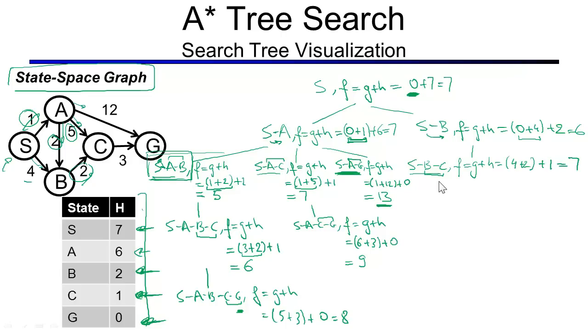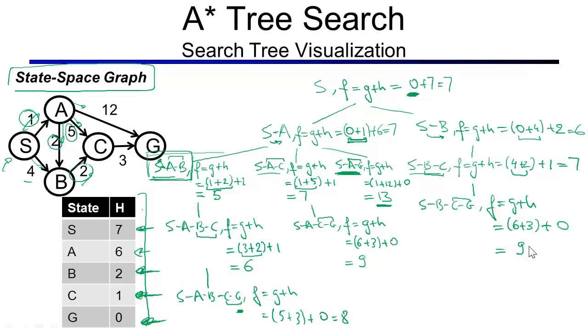SBC is the node that has not been expanded yet with the lowest F cost, so expand that one next. C has only one successor, G, so we end up with SBCG. It has an F cost that consists of G and H. For G, we look up the G cost of the parent, which is 6. We add the cost of the CG transition, which is 3. And then we have to add the heuristic value, which is 0 here, so we end up with 9.